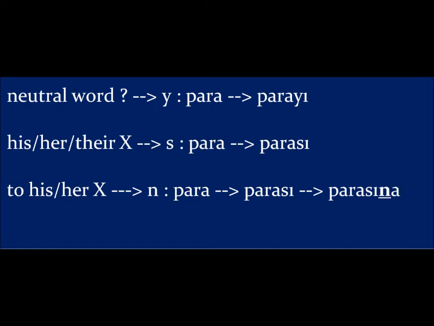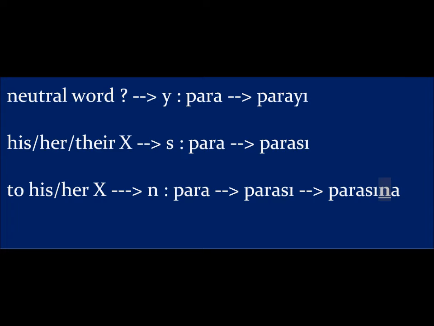So this is how it is. If it's a neutral word, you add y. If it's his, her, x something, you add s. If his, her, x something is a direct object or the dative or the locative or ablative or anything, you add an n in between, alright? Because if you look, this part is the genitive form already, his money. And this part, this a, is the dative. So we have genitive plus dative. Whenever you have genitive plus something, you add an n in between. Okay, so that's how it is.